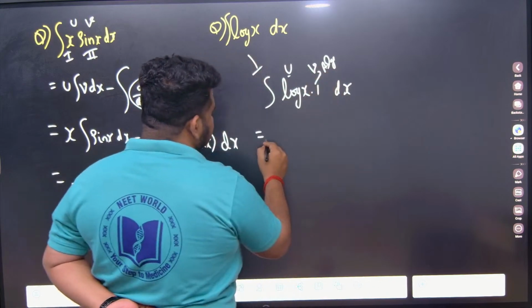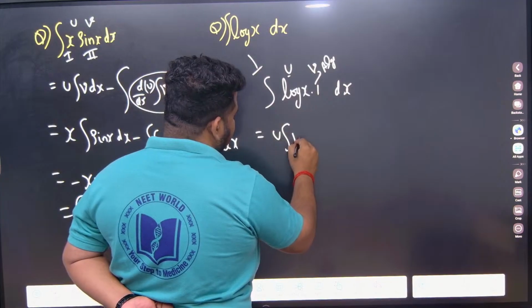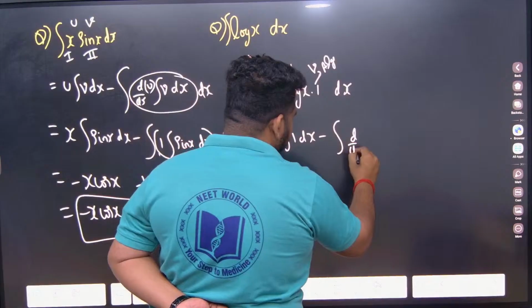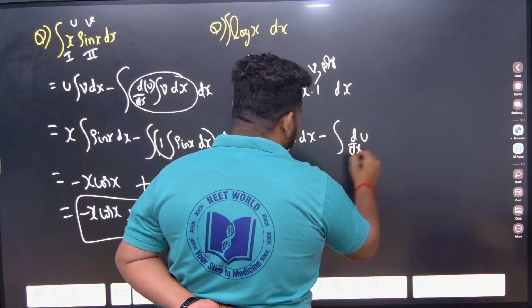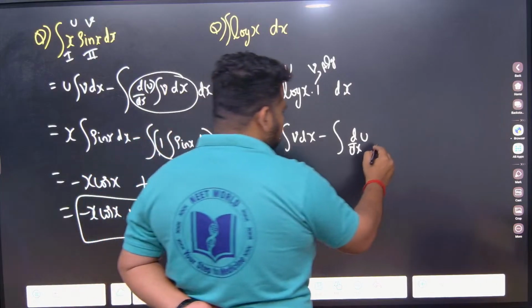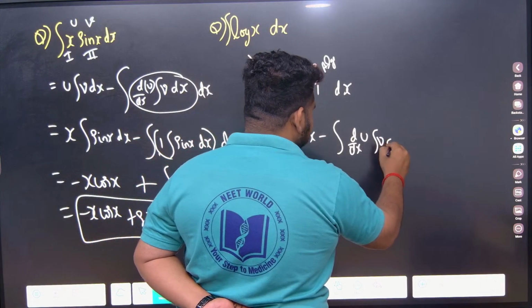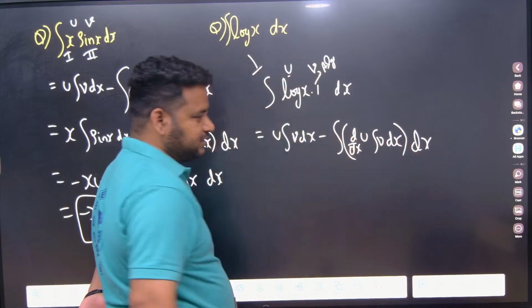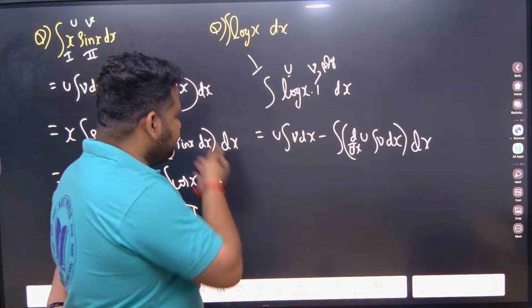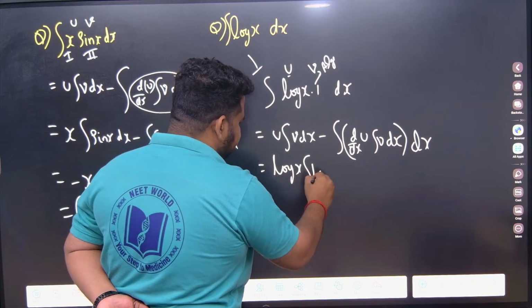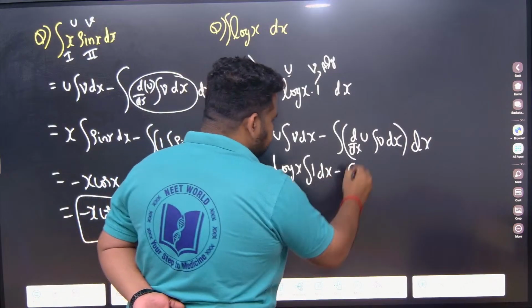So what we will do? u into integral of v dx minus integral of d by dx of u into integral of v dx, whatever value we get, we integrate again, the integral sign I have kept outside. Now just put the values. So u is what here, friends? Here it is log x into integral of 1 dx minus d by dx of log x.